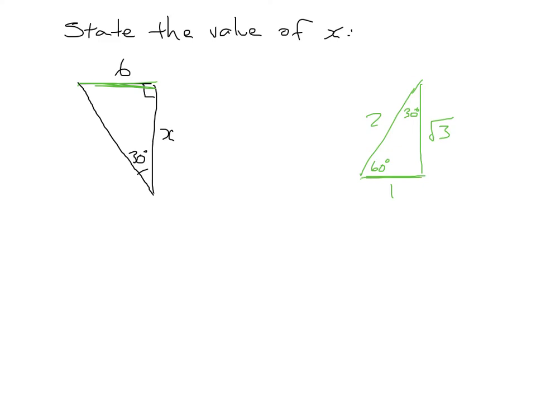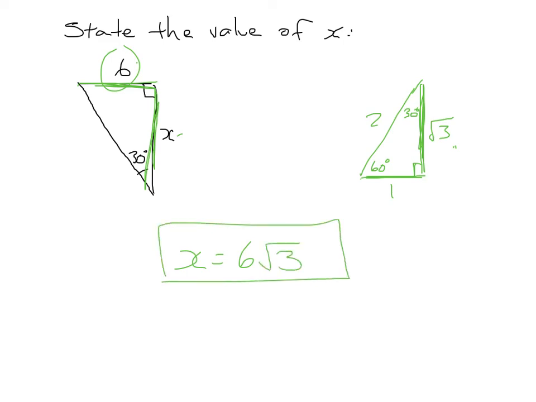Now, if I look at the one we've been supplied with, the side length of 6 corresponds to the side length of 1. We also see that the side length of x corresponds to the side length of root 3. This is where our 90 degrees is. So I'm just going to use similar triangles. This one is 6 times the size of this one, so this will have to be 6 times that one. So x will equal 6 times root 3. Just by similar triangles, we get the answer to that one.